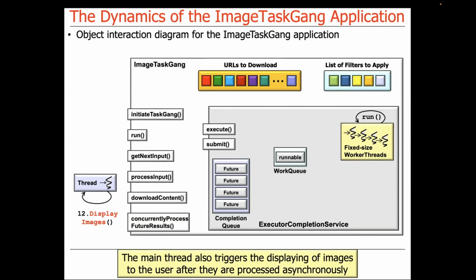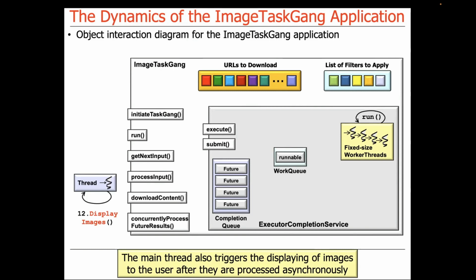So the main thread is responsible for kicking things off and initiating the asynchronous processing by the executor completion service using the proactor pattern. And then it also is responsible for retrieving the results, processing them, after they've been processed asynchronously, and then displaying them. So that's the walkthrough of the interaction diagram for the ImageTaskGang application.